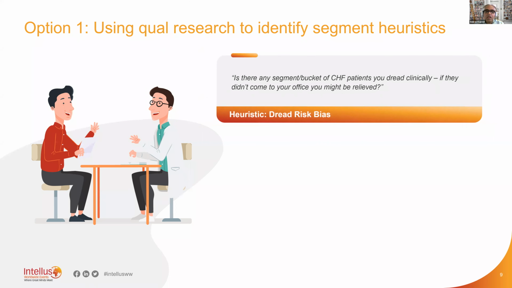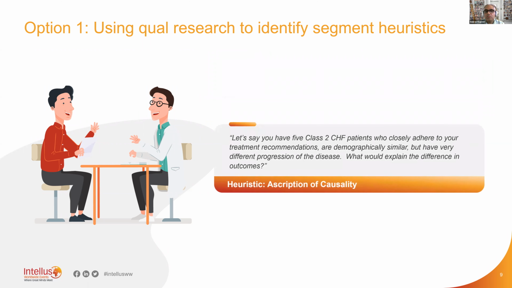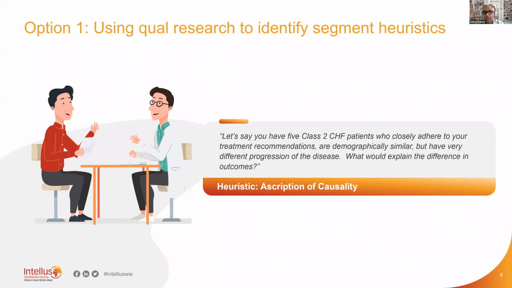Another question would be, let's say you were using a different heuristic. This one is called ascription of causality, where physicians are kind of thinking in their mind that A causes B, even though they don't actually have medical evidence to conclusively say that. So now you could ask them a question like this: let's say you have 5 heart failure patients who closely follow your recommendations. They're very similar demographically, but they have very different progression of the disease. What would help explain the difference in progression and in outcomes? So now you might be able to understand if this physician is using the ascription of causality heuristic or not.